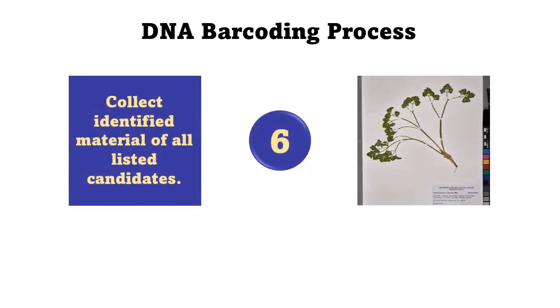To do that, first we have to collect all the identified listed candidates. How to collect? We can collect fresh samples if we know them, if they are available within our surroundings, or we can take the help of herbariums, or some other means to collect those plants. But we need to collect all the plants in our list, in our target group, to take the process further.